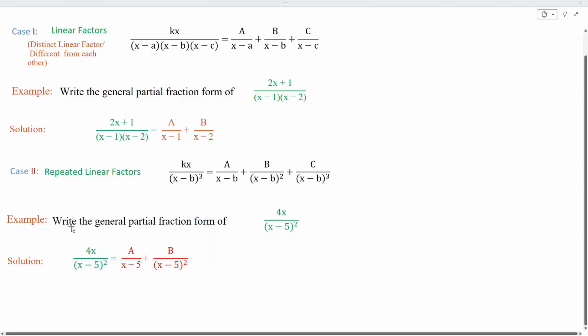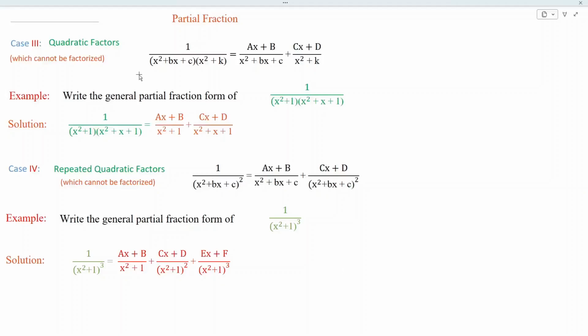Look at this example. Write the general partial fraction form of 4x over x minus 5 whole square. In the denominator, x minus 5 is linear and whole power 2 means it is repeating 2 times. So this is equal to A over x minus 5 plus B over x minus 5 whole square.